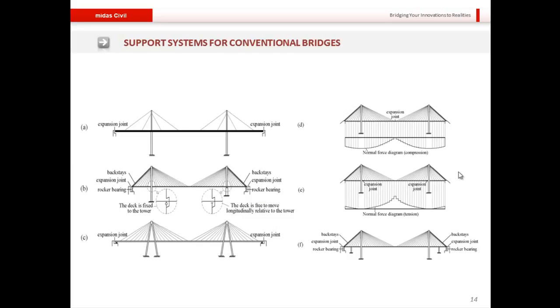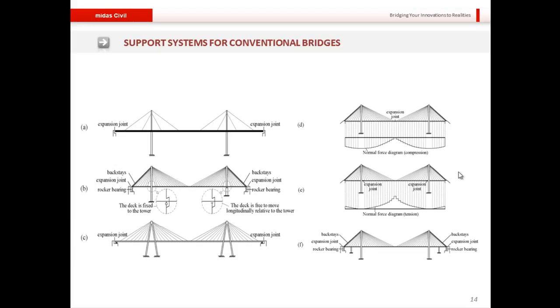And finally, let me talk a little bit about the support systems for conventional bridges. This particular slide shows the 6 common support systems that are used frequently for conventional cable stayed bridges. In each of these support systems, you will notice that the deck is allowed to move laterally in one way or another, while most of the systems utilize expansion joints at the ends.